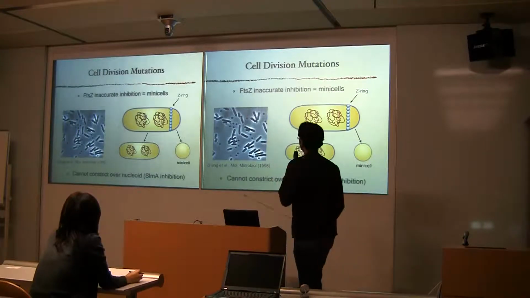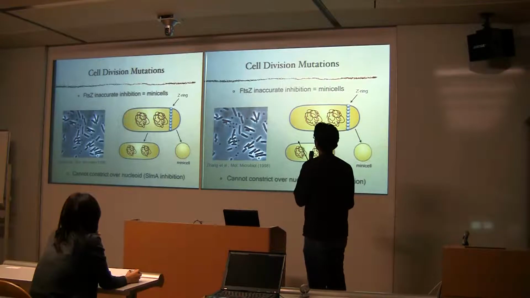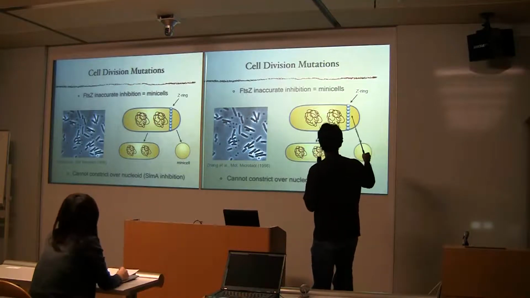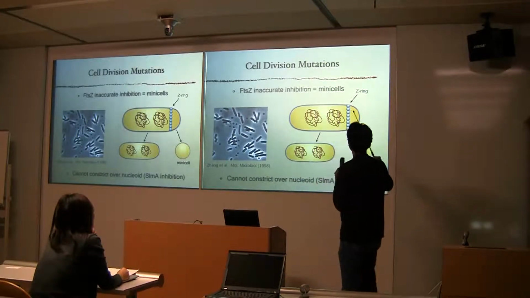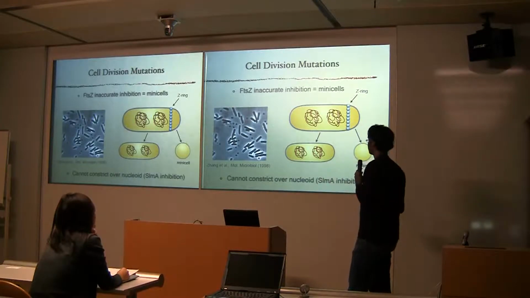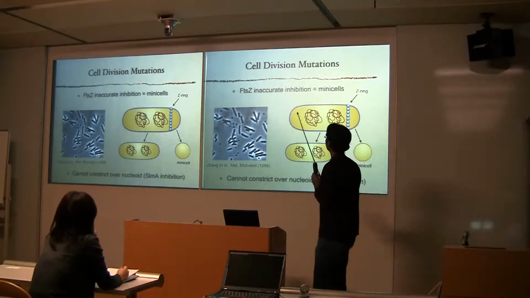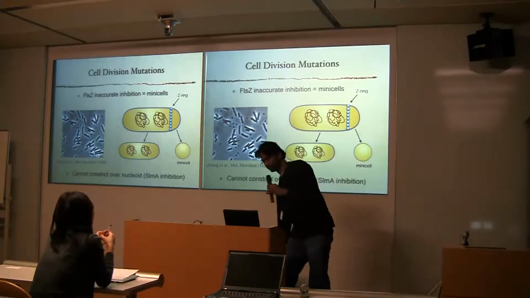It's also possible to mutate the E. coli such that the FtsZ does not form right in the middle. In this case, the FtsZ forms either at the pole of the cell or in the middle of the cell. If it forms at the pole of the cell, the polymer constricts at the pole and it forms a minicell. This minicell doesn't contain any chromosomes, so therefore it's not viable. This shows that the accurate formation of FtsZ polymer is important in order to produce viable daughter cells.